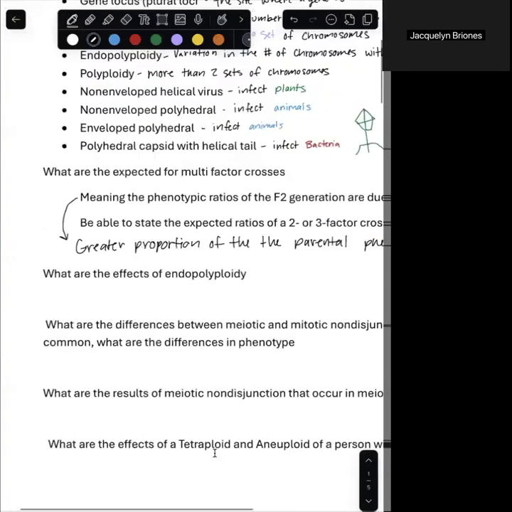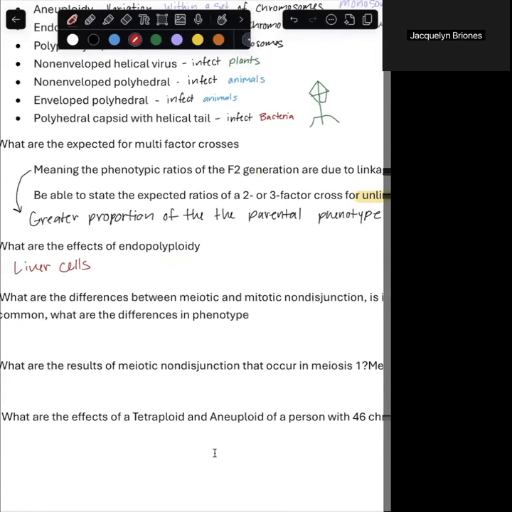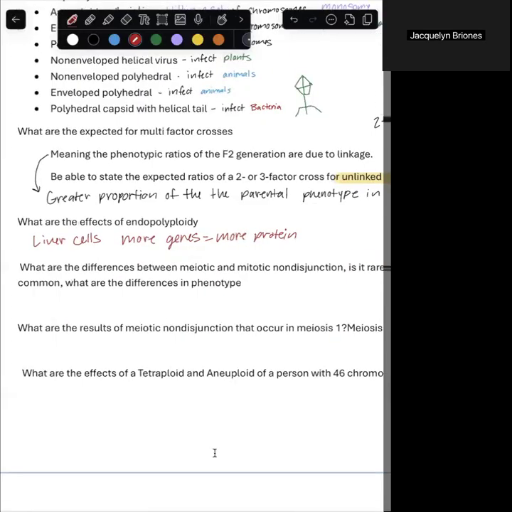Okay, what are the effects of endopolyploidy? So remember, this is our liver cells. What this essentially does is, the more genes you have, the more proteins you have, which is really important for things like our liver, which breaks down a lot of stuff. So that's why that's important.